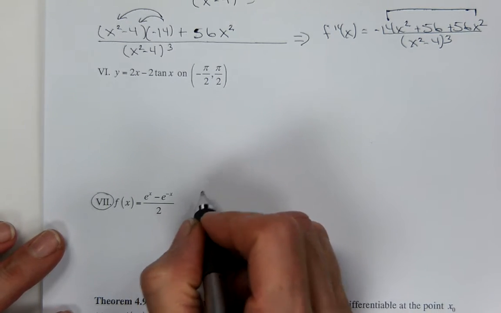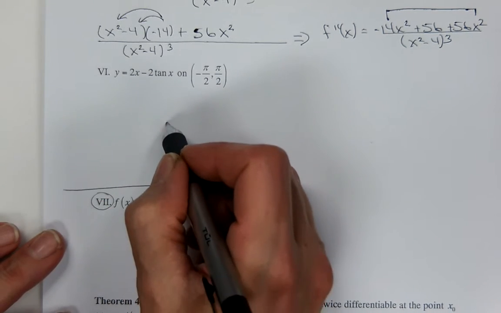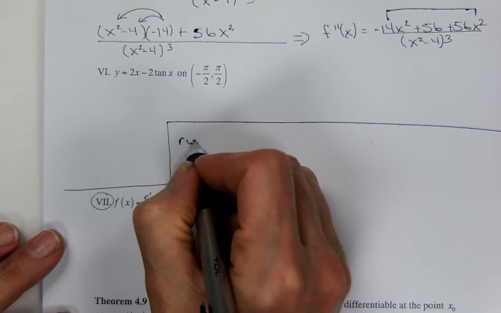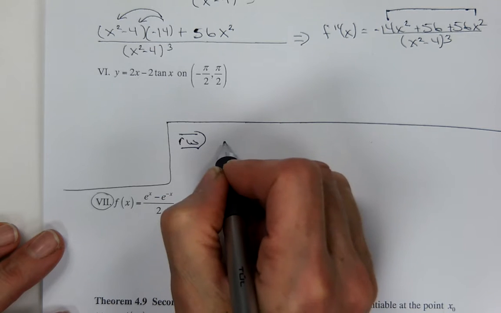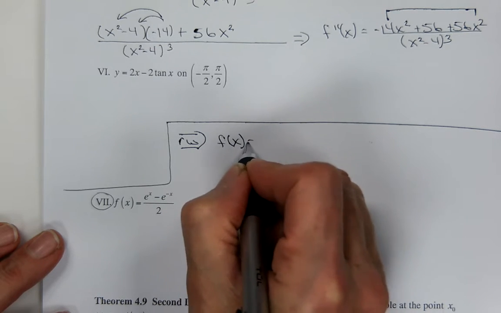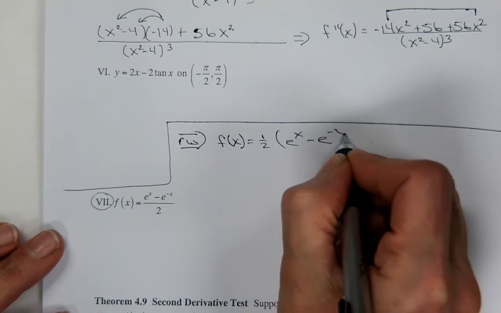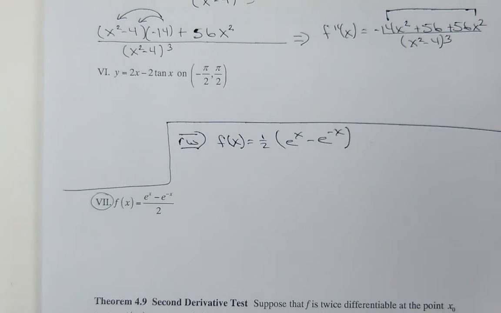The first thing I'll do, maybe I'll just use some of this room up because you already have those notes. So I'm going to rewrite it first as f of x equals 1/2 times e to the x minus e to the negative x. So I just want that 1/2 going along for the ride. I don't want to deal with it too much.